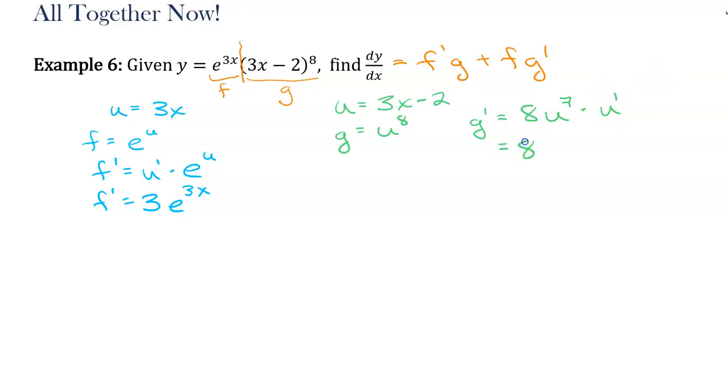So that would be 3x minus 2 to the 7th times the derivative of u, which would be just 3. So that would give us 24 times 3x minus 2 to the 7th, 8 times 3 being 24. So now we can actually find dy dx.